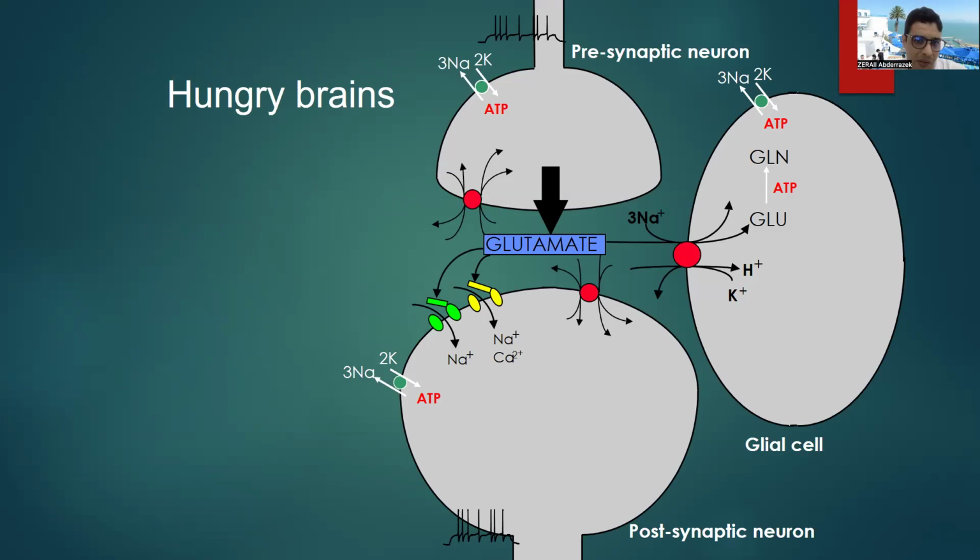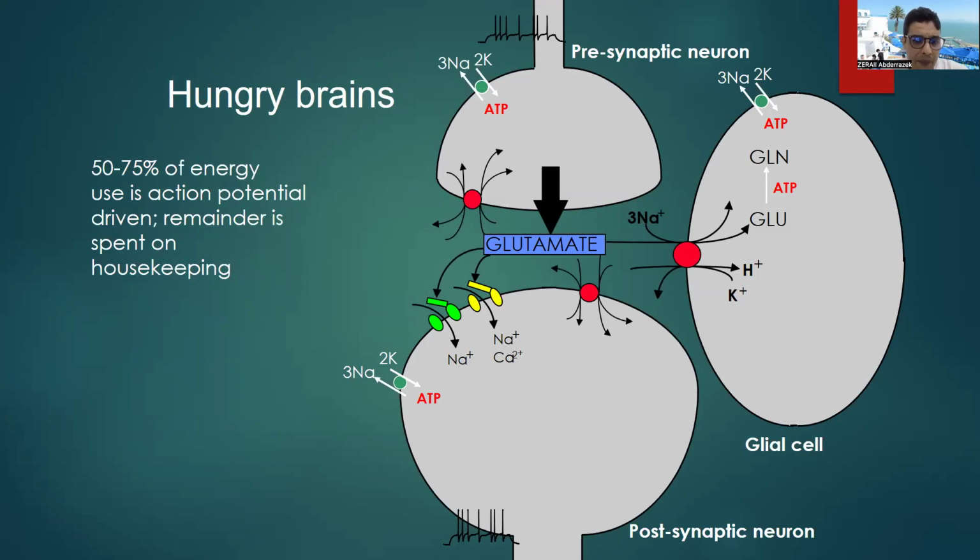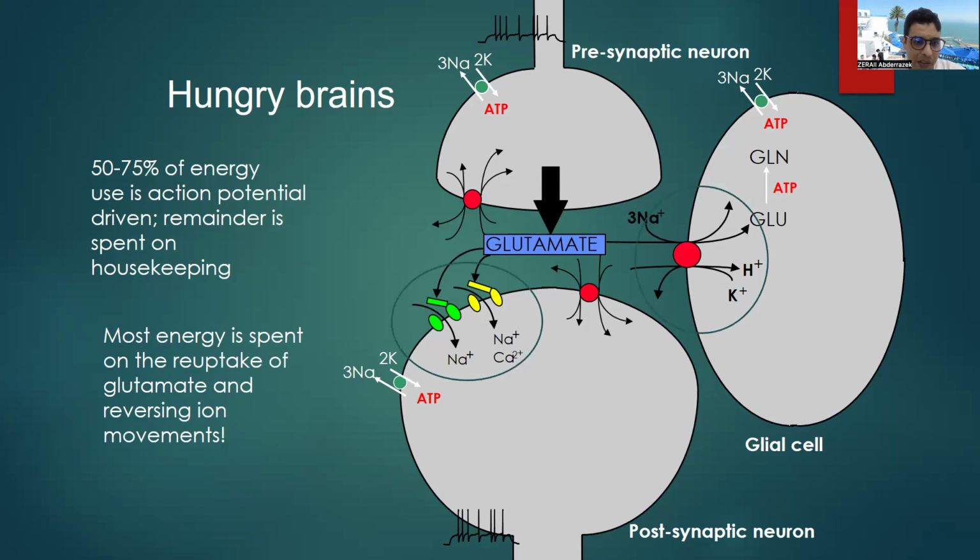That's the pump that you know from biophysics, the exchange between potassium and sodium. And that's the presynaptic neuron. There is always an exchange in terms of biophysics to have a signal when we have the postsynaptic neuron. 50 to 75% of energy is used in action potential driven processes. It's a reminder, in terms of consumption, and also most of the energy is spent on the uptake of glutamate and reversing the ion gradients.